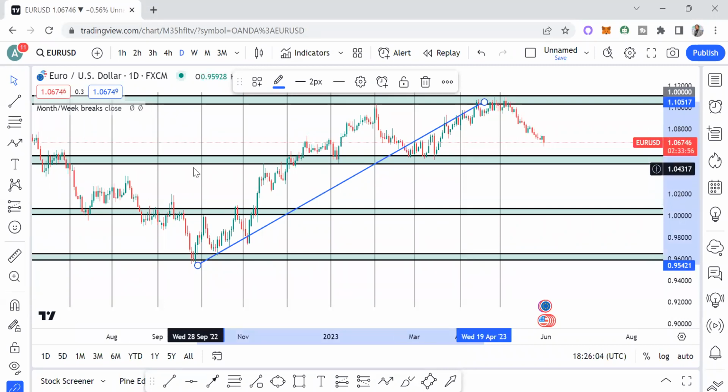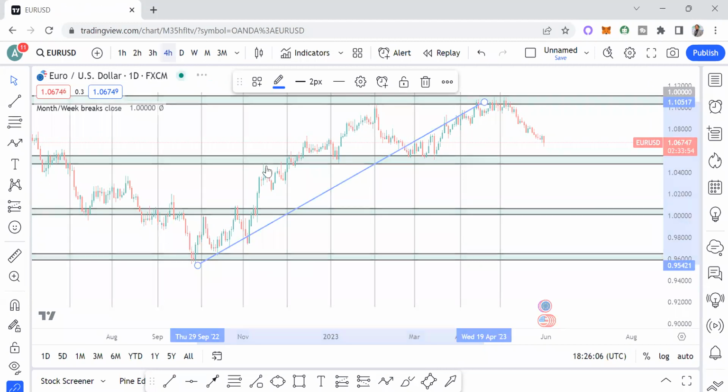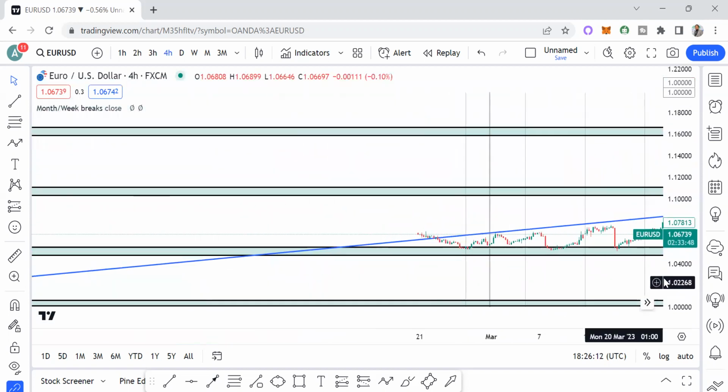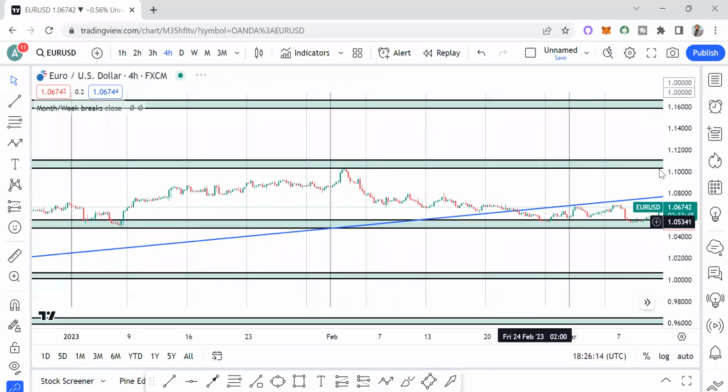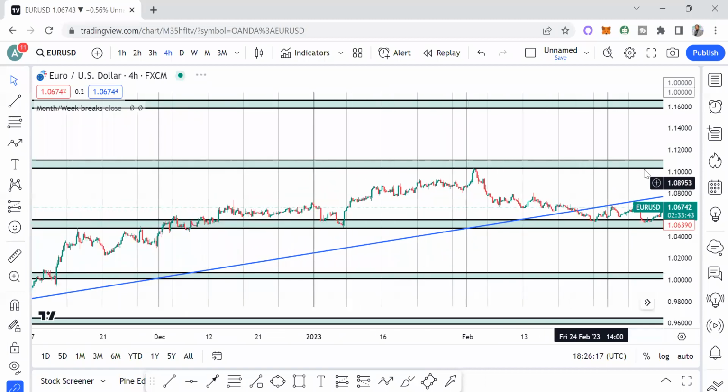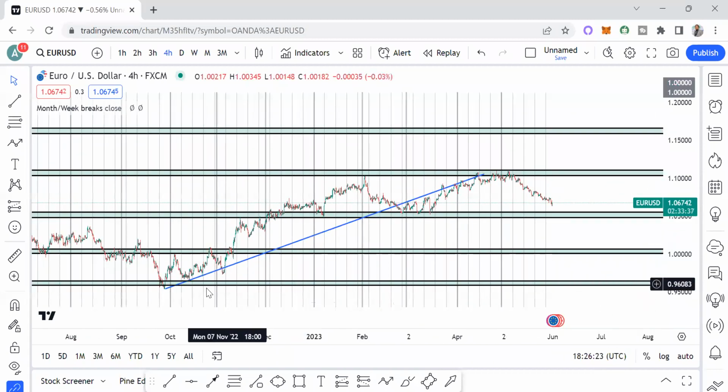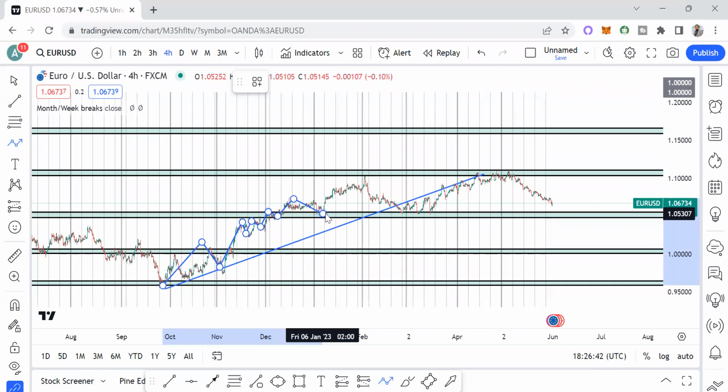If I move to the 4-hour time frame, you will notice that we are going to be having a lot of zigzag. As you can see, what we have on the 4-hour time frame is actually a lot of zigzag. If I come in and do like this, you have a lot of zigzag.